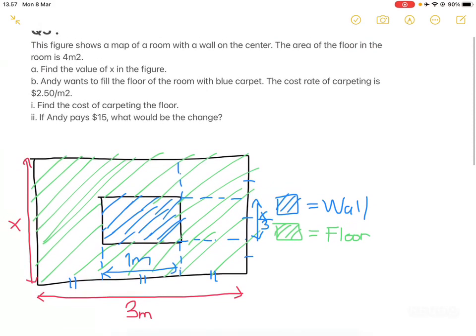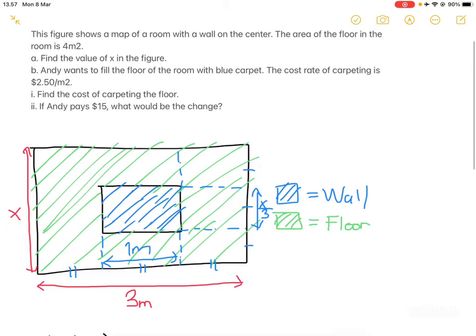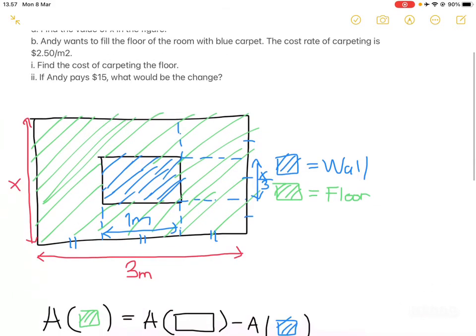So the value of x is 1.5 meters. And for part B, Andy wants to fill the floor of the room with blue carpet. The cost rate of carpeting is $2.5 per meter squared. Find the cost of carpeting the floor, which is pretty simple.